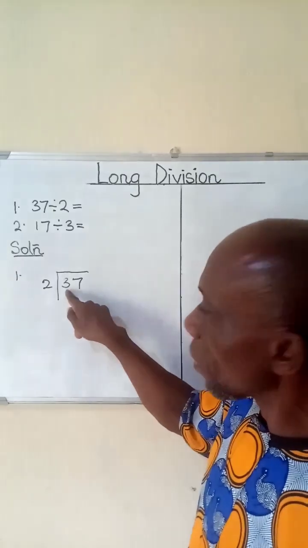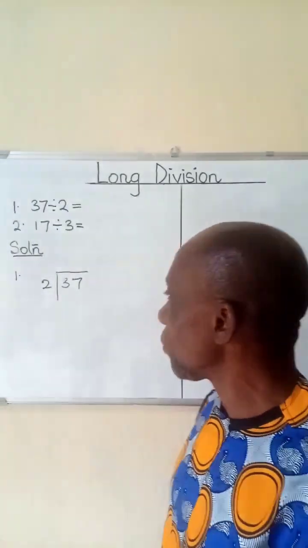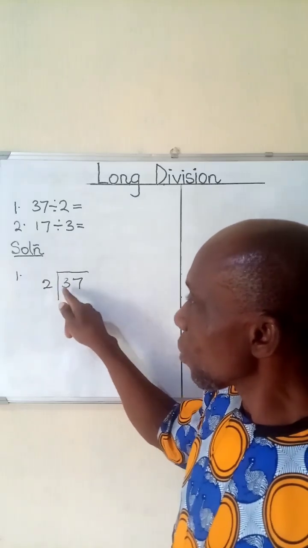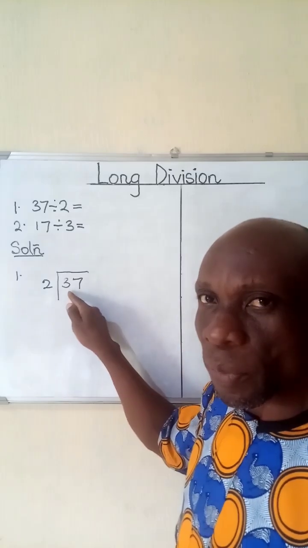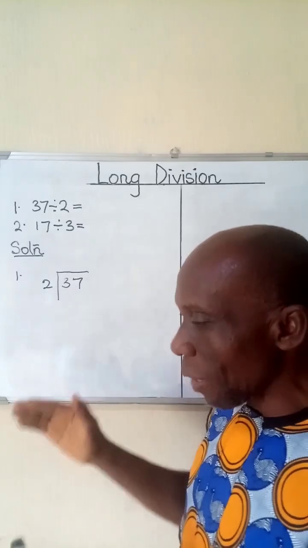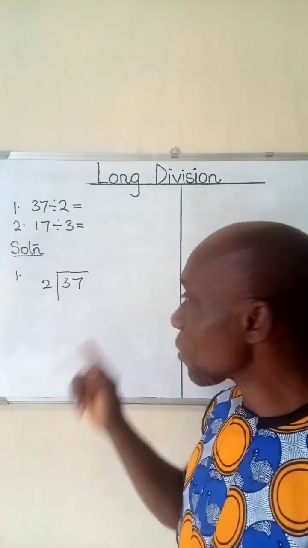3 is the tens digit, okay? So we ask ourselves, 2 goes into 3. It's the same thing as saying, how many times can I bring out 2 items if I'm given 3 items? How many times can I count out 2 from 3? You realize it's going to be once.